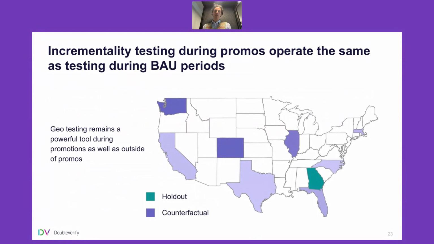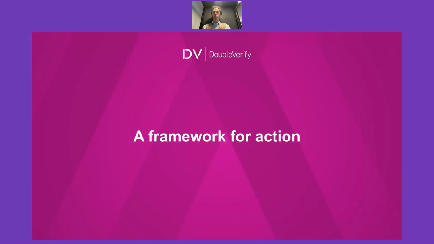That said, the way that incrementality tests will work is broadly the same, really, as it would be at any other time of year, where in its simplest form, we would run a holdout in specific geographies, we would create a counterfactual for other geographies, and then you would compare the two after the test is finished to understand what the lift was.